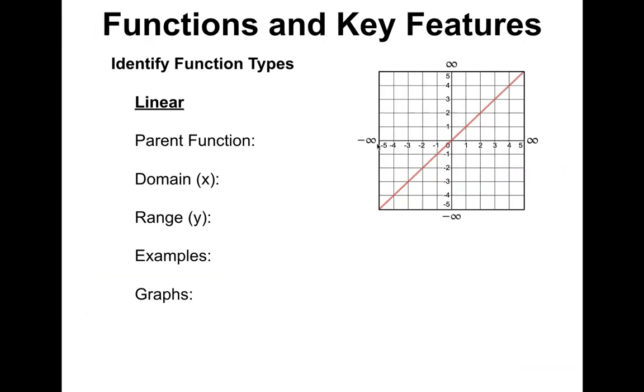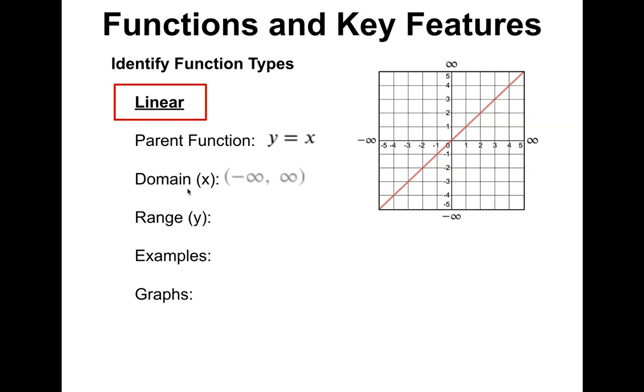Our first function we're going to look at is linear. The parent function of a linear graph is y equals x. Notice our graph, it makes a line, it passes through the origin, it has a slope of 1. So a parent function is just the function that has no transformations occurring. It's just the basic function, the starting parent.